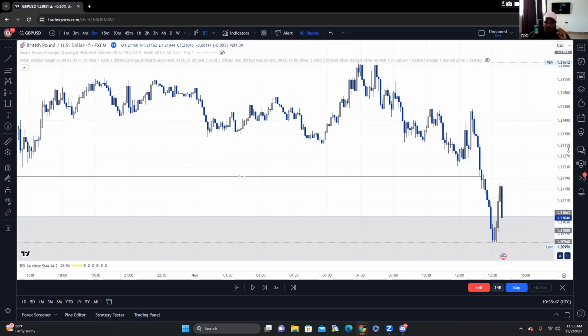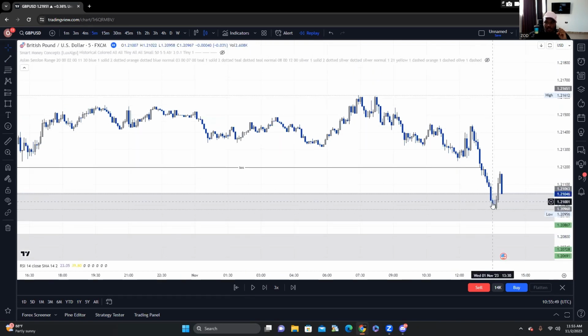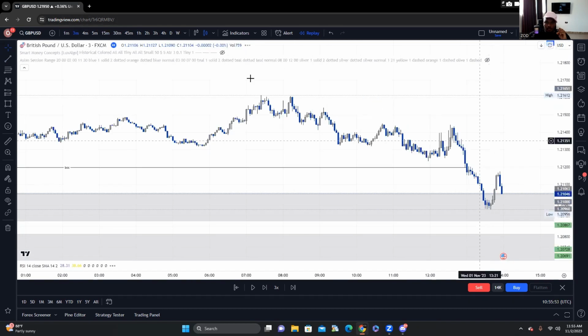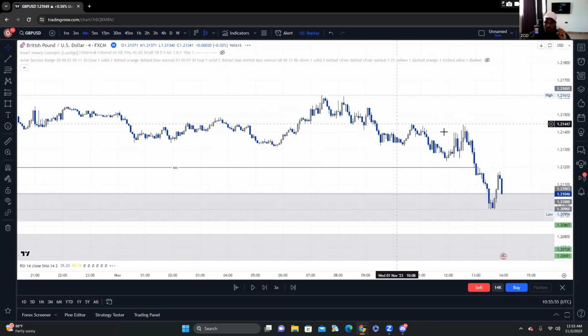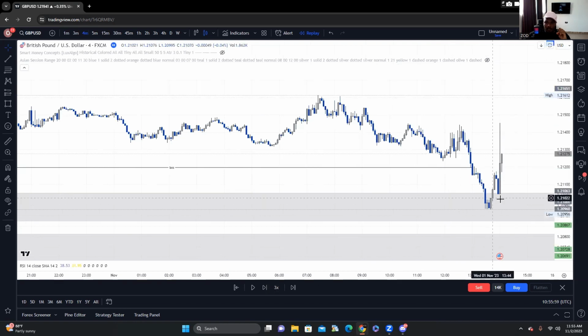Let's go 5 minutes. You see what happened here? Price tapped inside, pushed up. Price tapped inside, pushed up, came back to retest this level, and then all the way up.